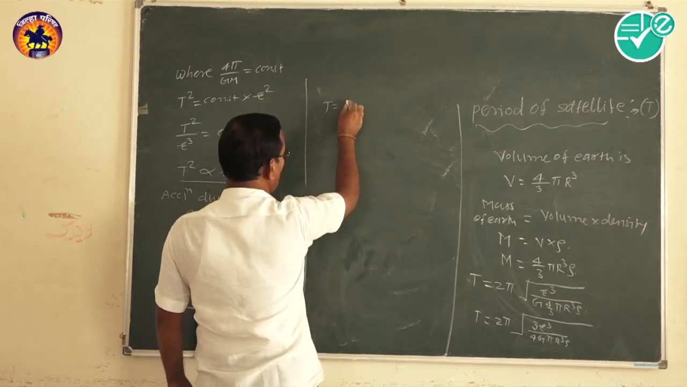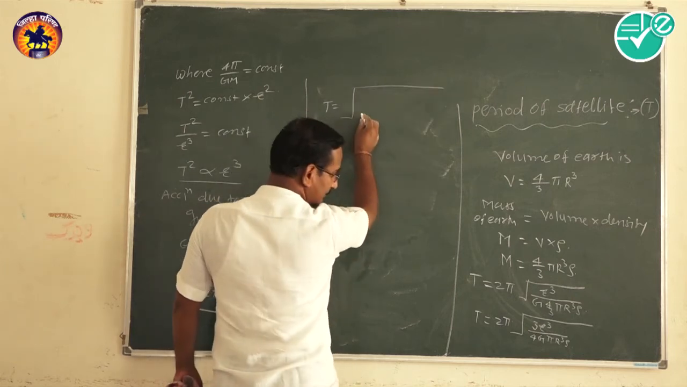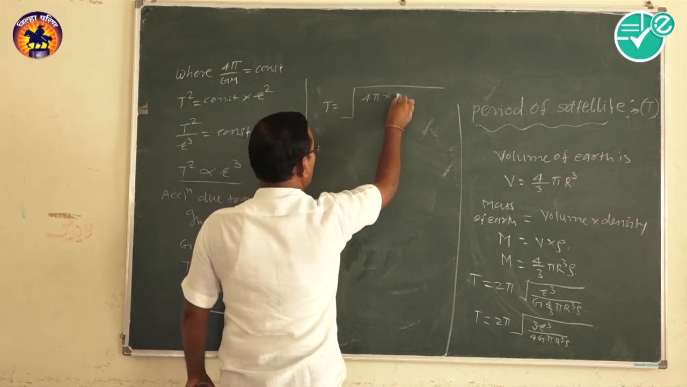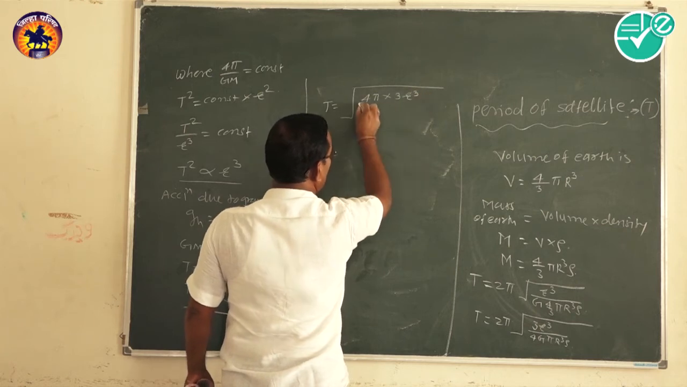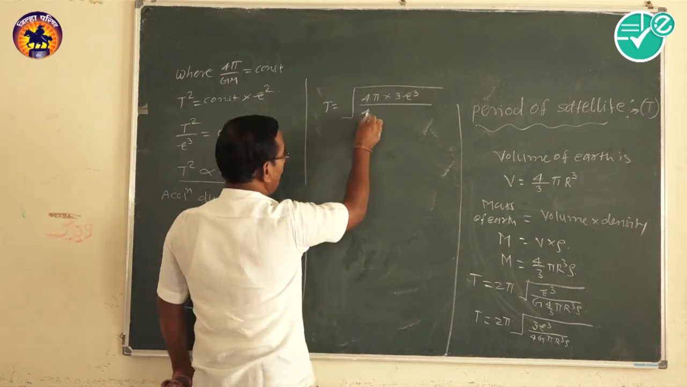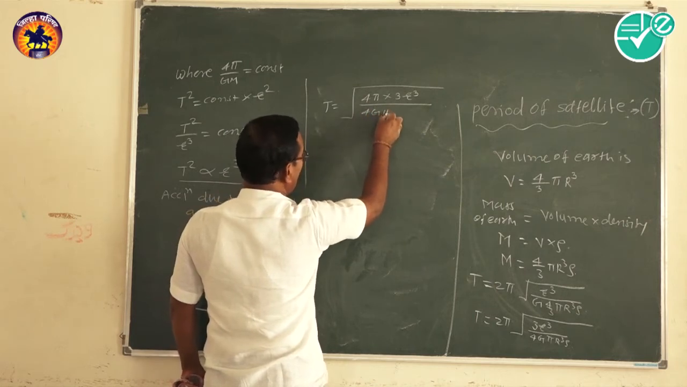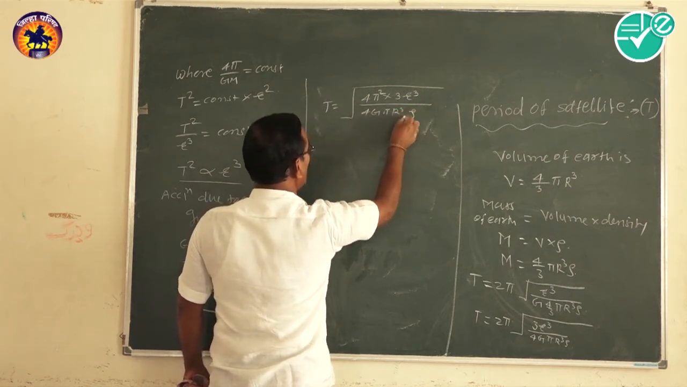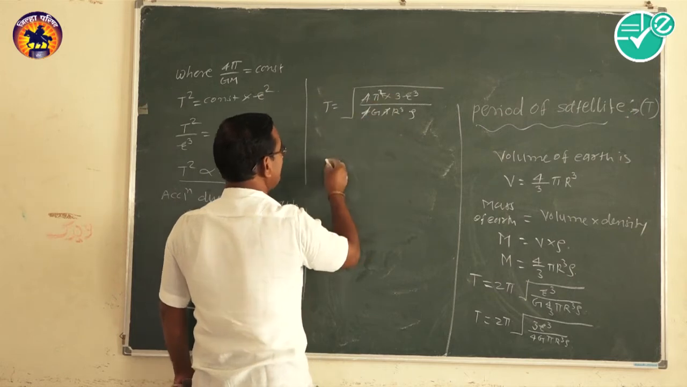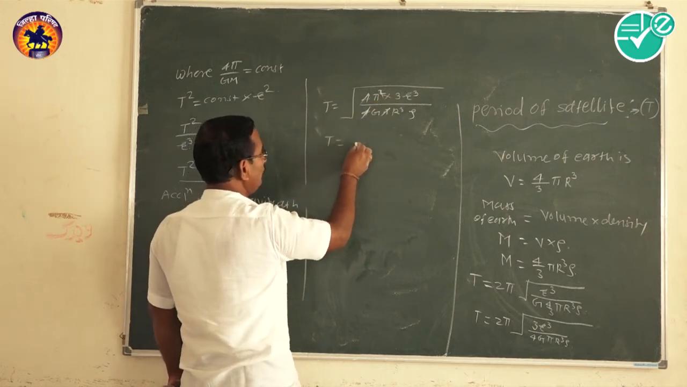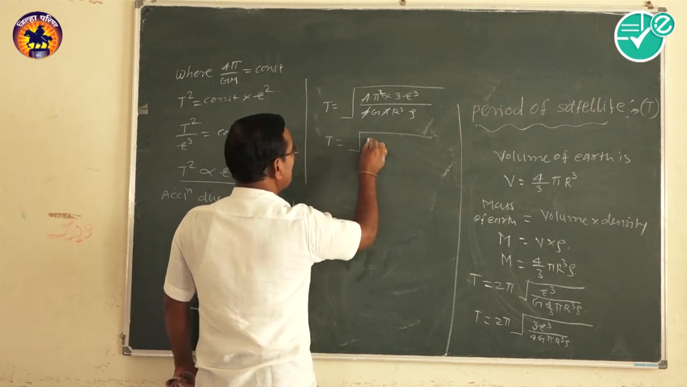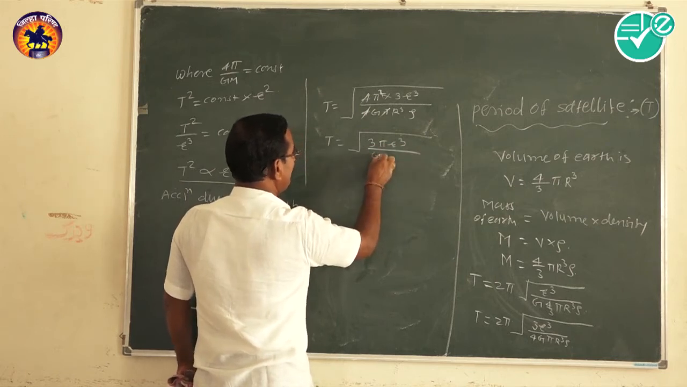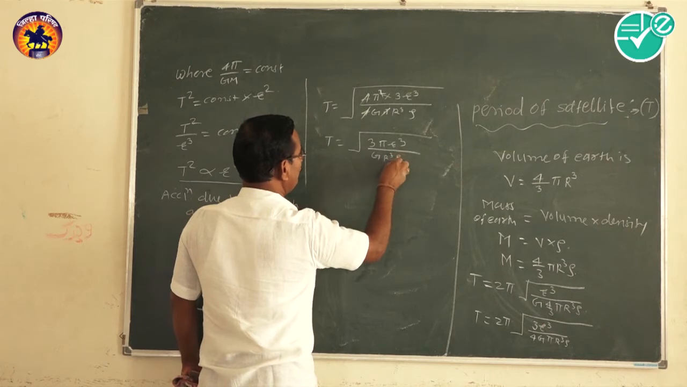T is equal to under root, that is 4 pi into thrice r cube upon 4 G pi r cube rho. Here 4 gets cancelled, pi gets cancelled, and the remaining thing is T is equal to under root, that is thrice pi r cube upon capital G r cube into rho.